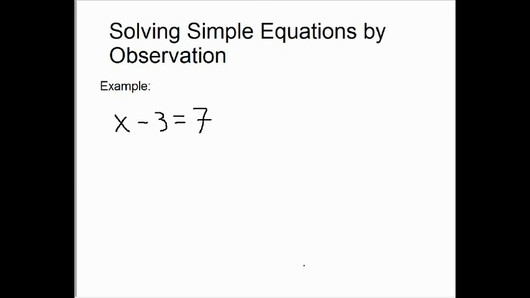So here's another example of a simple equation that we're going to solve by looking at the equation. What we're saying here is some number minus 3, or 3 subtracted from a number, is 7, and we have to try to figure out what that number is. Hopefully we realize that to figure that out, we have to add 3 to 7. And when we do that, we know that x equals 10.